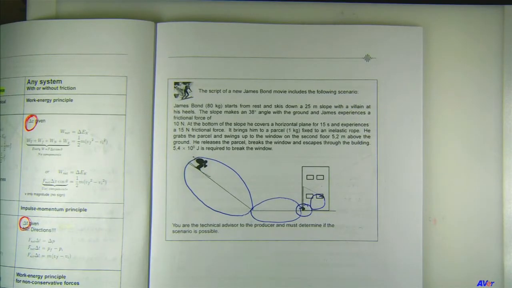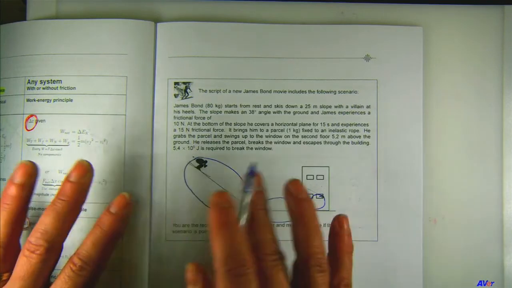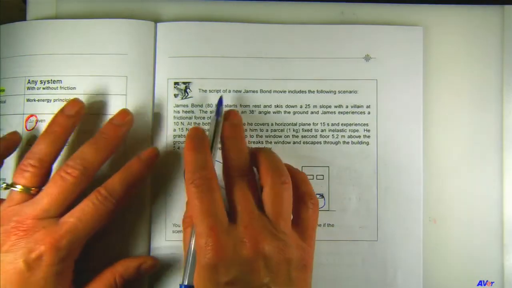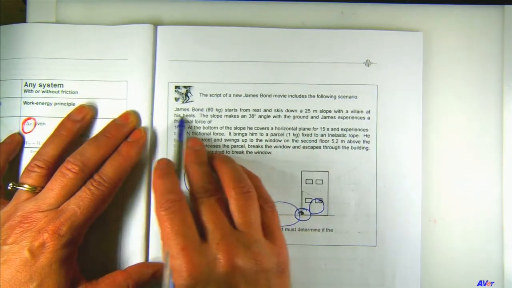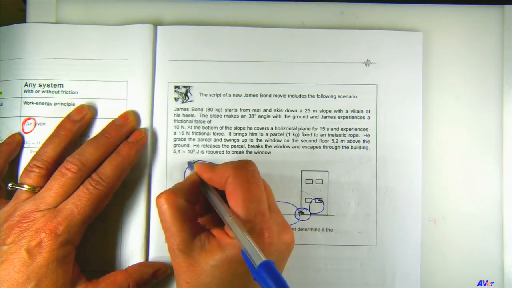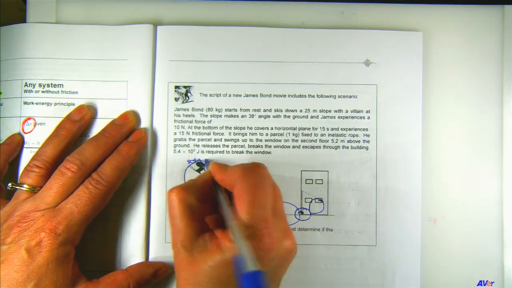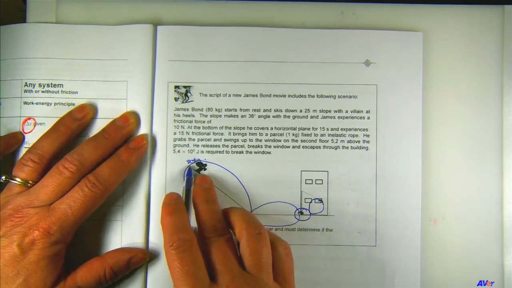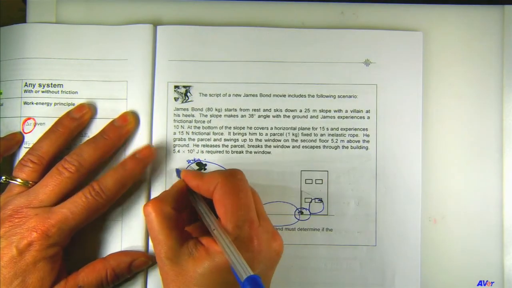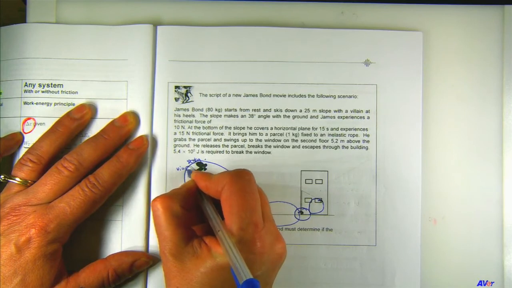So we're on page 15. Now, let's read slowly. The script of a new James Bond movie includes the following scenario. James Bond, 80 kilograms. Right, go and write it in. 80 kilograms. I don't want to read the passage. So he's 80 kilograms. Starts from rest. So v initial over there is 0.